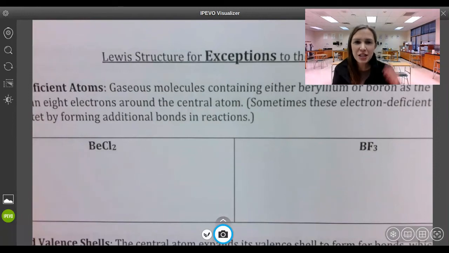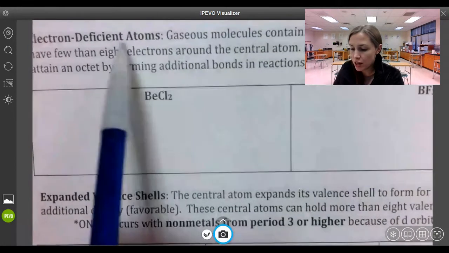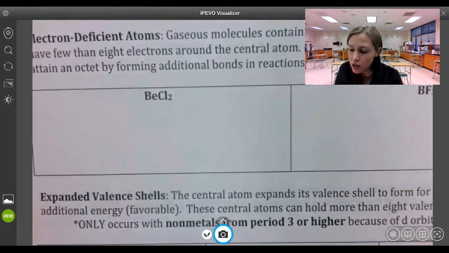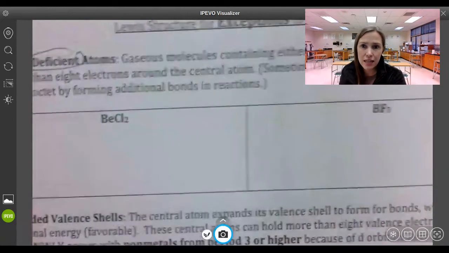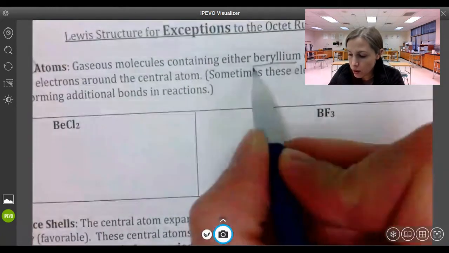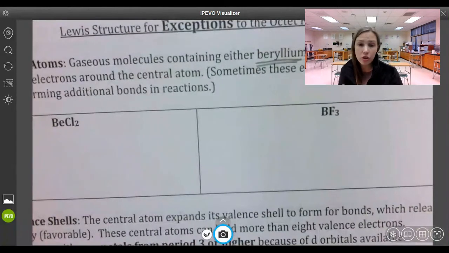All right, so here is part 3, our Lewis structures for exceptions to that octet rule. So the first thing I want to go over as a big exception are when we have electron-deficient atoms. So these are ones that are going to have less than the 8. And we're focusing on beryllium and boron being the central atom that this will occur with.